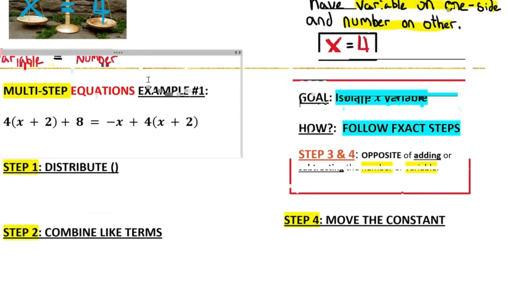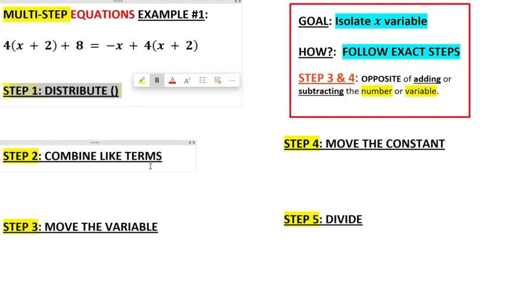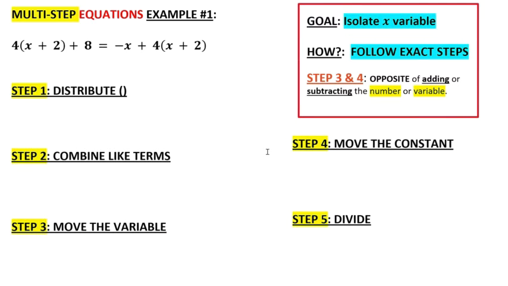Let's look at example 1. In example 1, what's our goal? Well, just like earlier, isolate the x variable. How are we going to do that? Following the exact steps that we have been presented with. Notice in step 3 and 4, we'll have to apply the opposites of adding and subtracting to isolate the variable. In steps 1 and 2, we will need to remember what we have learned from the third term of simplifying expressions.